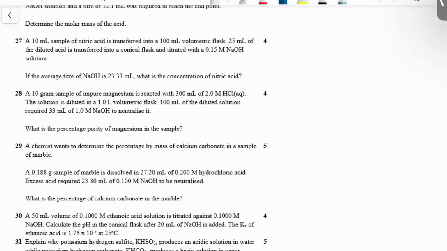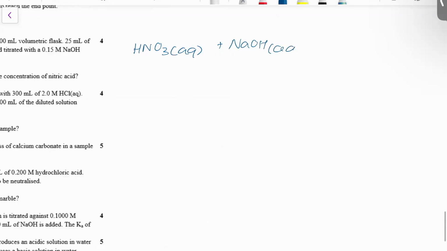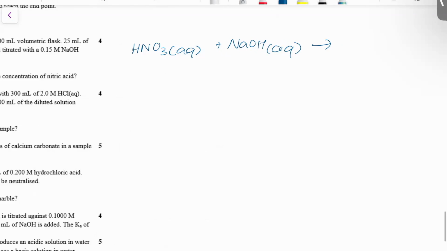You saw it earlier today. HNO3, and then NaOH they've given you. Acid plus base turns into salt plus water. What's the salt that gets formed? What's the formula of the salt, please? Sodium nitrate, NaNO3. Good. And then water gets formed.